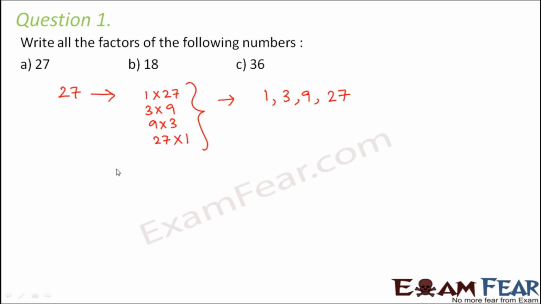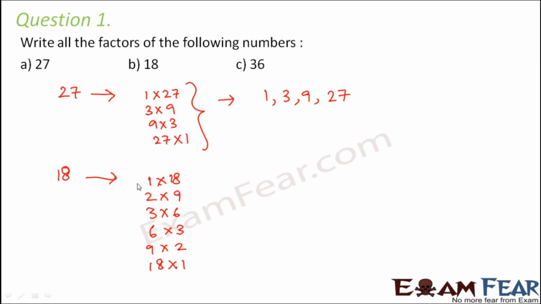Now let us talk about the next number, that is 18. So for 18, what are the ways we can write 18? We can write 18 as 1 into 18. This can be written as 2 into 9. This can also be written as 3 into 6. This can be written as 6 into 3, 9 into 2 and 18 into 1.